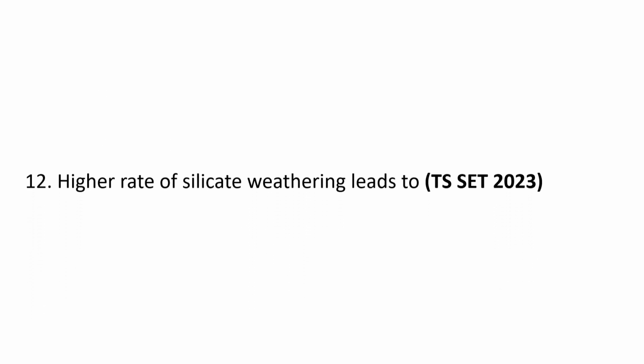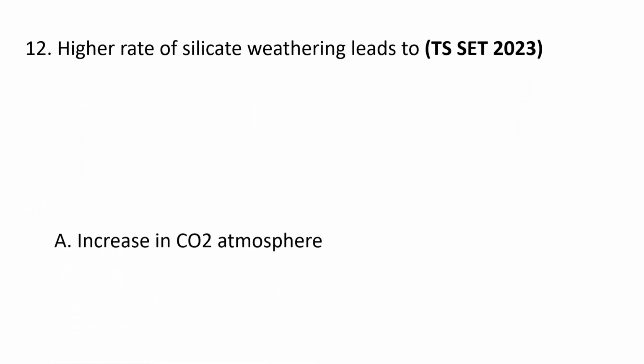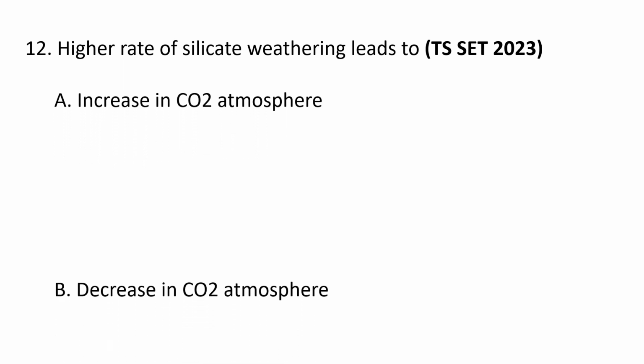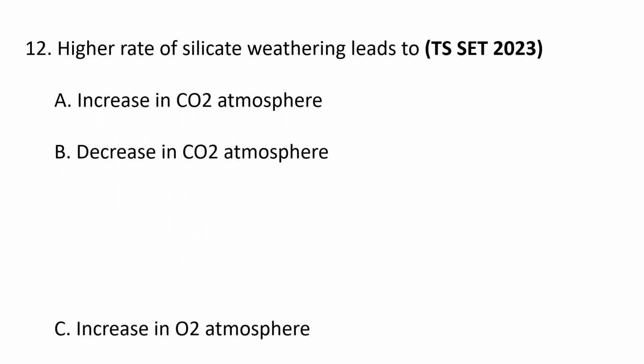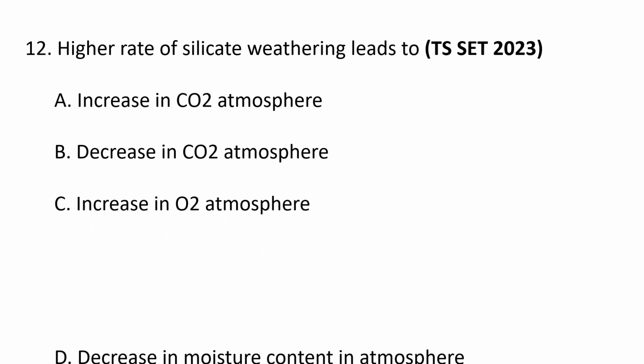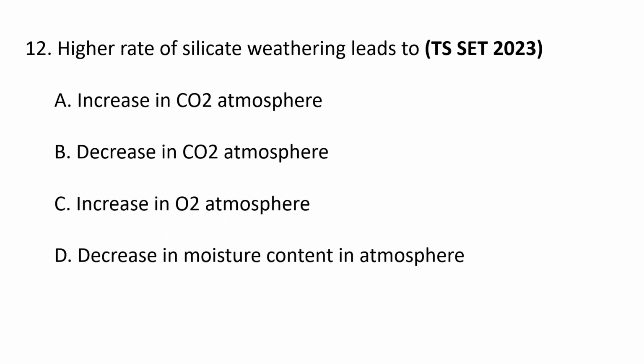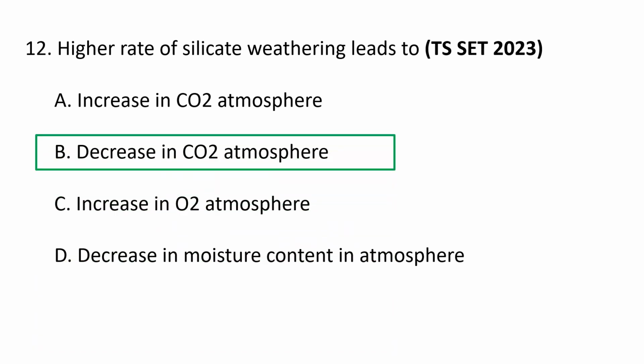Next question. Higher rate of silicate weathering leads to: if the silicate weathering is high, what happens? A. Increase in CO2 in the atmosphere. B. Decrease in carbon dioxide in the atmosphere. C. Increase in oxygen in the atmosphere. And D. Decrease in moisture content in the atmosphere. So higher rate of silicate weathering leads to decrease in carbon dioxide in the atmosphere. Global climate is thought to be modulated by the supply of minerals to the earth's surface, and silicate weathering removes carbon dioxide from the atmosphere. Weathering of accessory carbonate and sulfide minerals is a geologically relevant source of carbon dioxide. So B is the correct option.